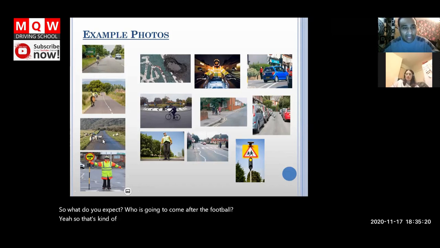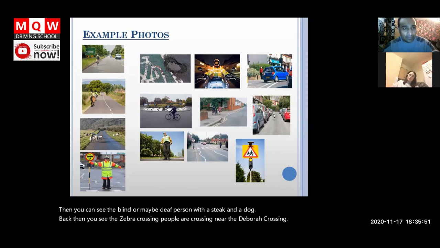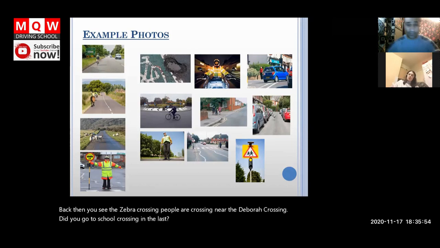Then you can see the animals on the road, like in Wales or Scotland. Sheep, cows, cattle. Then you can see the stop sign, lollipop lady outside the school. Then you can see the blind or maybe deaf person with a stick and a dog. Then you see the zebra crossing, people crossing near the zebra crossing. Then you've got the school crossing at the end.